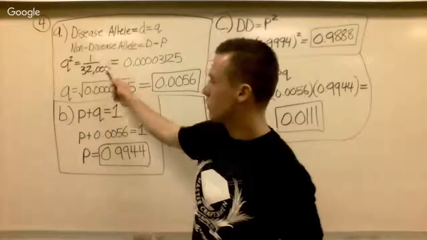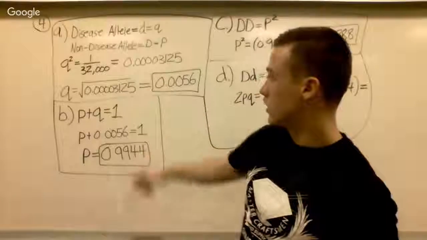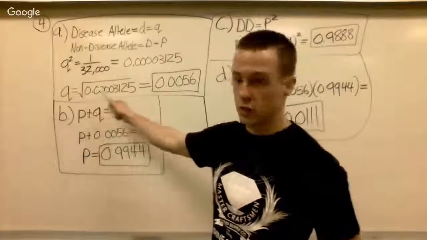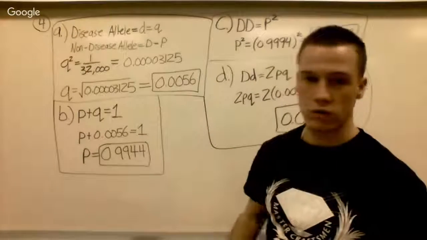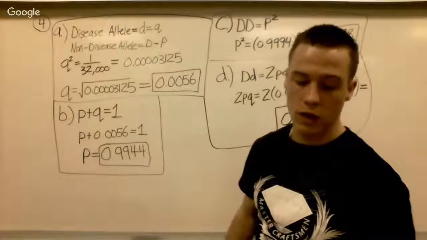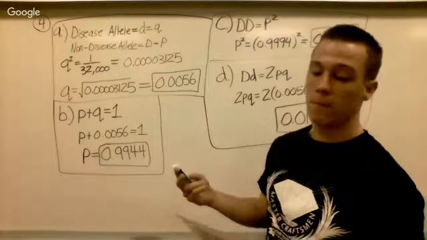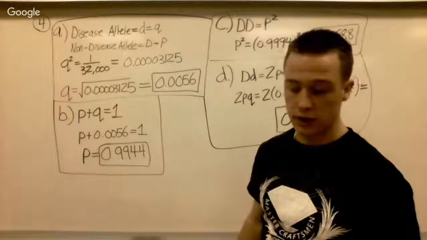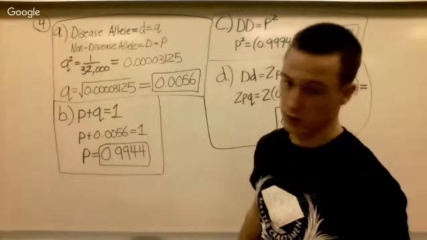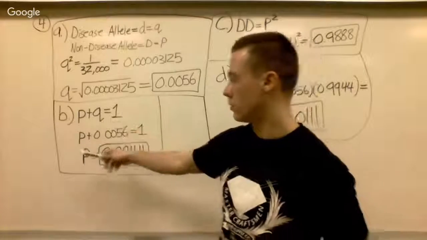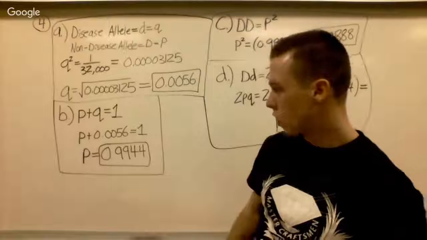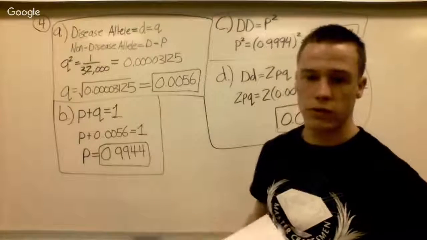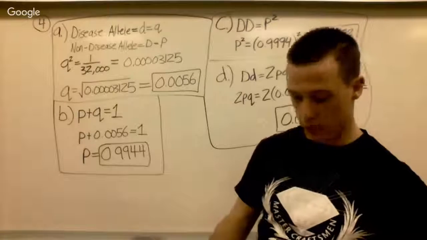So Q squared equals 1 divided by 32,000, which is 0.00003125. Now to find Q, we take the square root of that number, which gives us 0.0056. That's the frequency of our lowercase d, or our disease allele in the population. Now to find the frequency of the capital D allele, which is the non-disease allele, we go P plus Q equals 1, so P plus 0.0056 equals 1. Subtract that from 1, we get 0.9944 for the frequency of our non-disease allele, or the capital D allele.